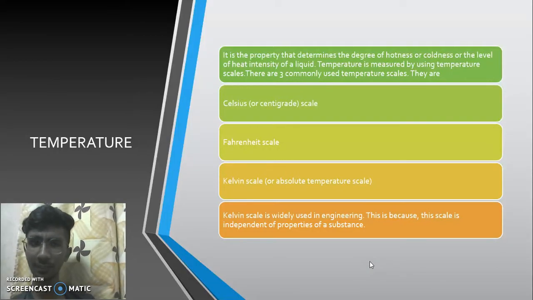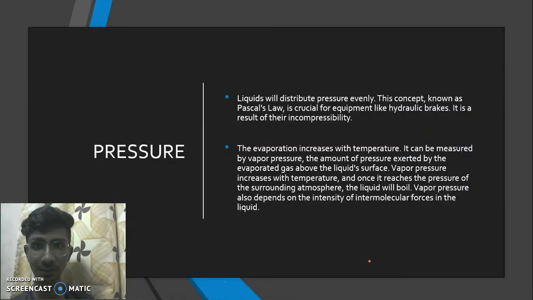Then we go for temperature. What is temperature? Temperature is a property to determine the degree of hotness and coldness, or the level of heat intensity of a liquid. So normally we use three temperature scales to measure temperature: first Celsius, Fahrenheit, and Kelvin. The Kelvin scale is widely used in engineering. This is because this scale is independent of properties of a substance.